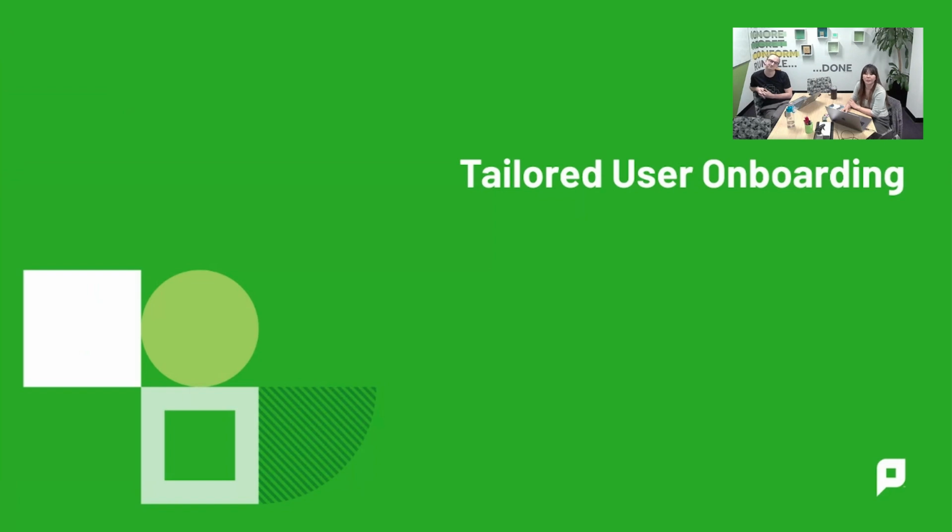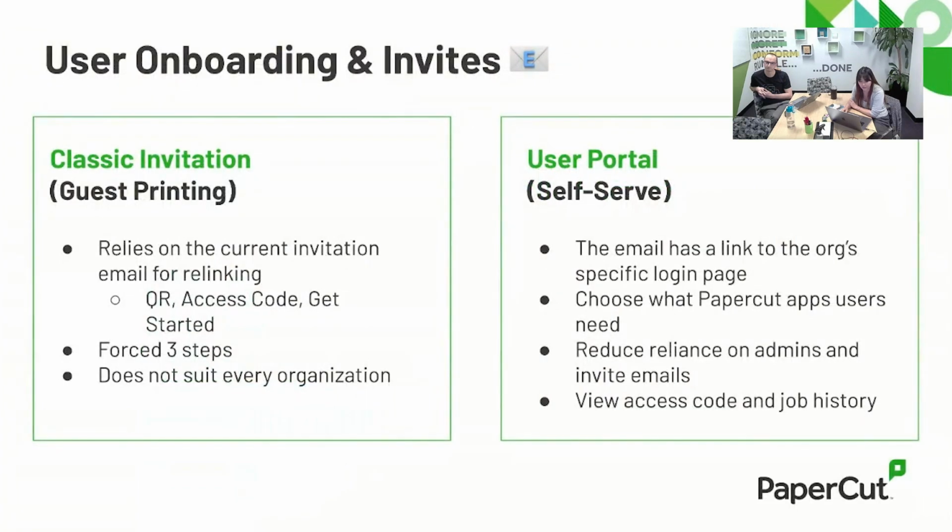So now we're going to go through the tailored user onboarding and how admins can configure that for their organization. First of all, we've got the existing classic invitation. That's what we're calling it in product, so it's important that you know it by classic invitation. And that's more suited for inviting guests. That invitation relies on the current email for relinking. So users will need to go back to that invitation whenever they need to relink the print client.